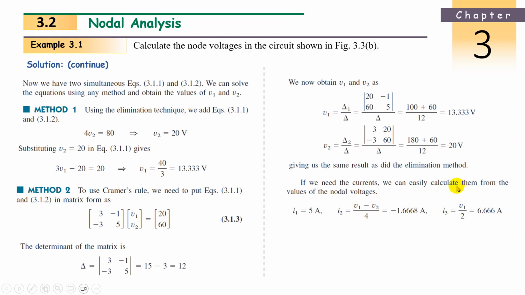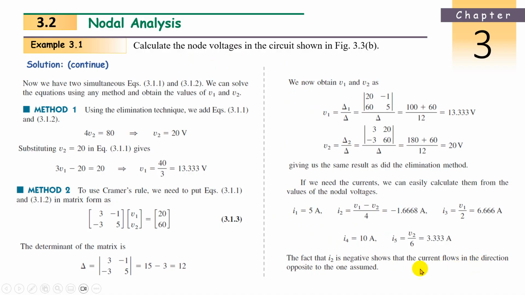It means reverse. No need to do anything here. You can understand that's it. If a minus is coming, you can understand that you put the wrong direction. It's okay, it should be in the reverse direction. If you had put the reverse direction in the beginning itself, it would come positive here. The value will be the same, 1.66 only, it will not change. But the direction tells the sign, plus or minus. See, the fact that I2 is negative shows that the current flows in the direction opposite to what we assumed.